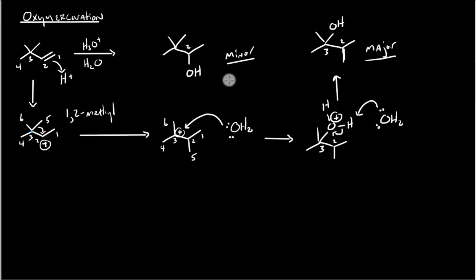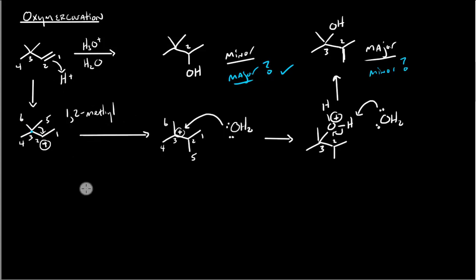So what if we really wanted this guy as a major, and what if we wanted this to be the minor? Well, there's an app for that, and the app for that is called oxymercuration. So we can actually do this oxymercuration, and we would be successful at getting this product as the major product. And we would call this product the non-rearranged product, or the product that follows directly from Markovnikov.